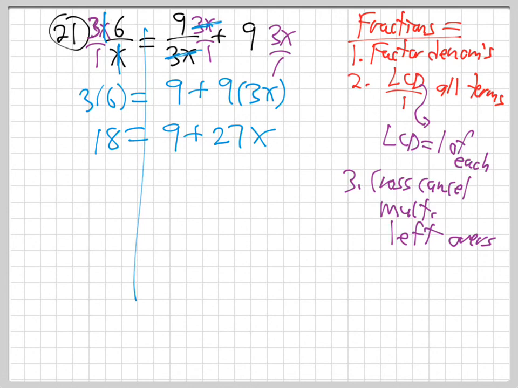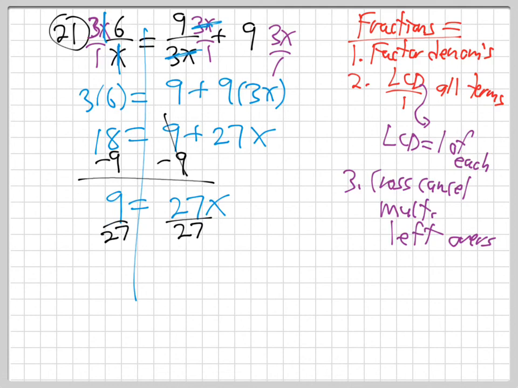We're good to there? Now, x is saying what? I want to be alone. So who do we need to get rid of if x is going to be alone? The 9 first. And so 18 minus 9 is 9. And now who do we need? X is still saying I want to be alone, so who do we got to get rid of? The 27. Now, you can't leave 9 over 27 because they're both divisible by 9. Divide by 9, divide by 9, 1/3. That make sense?